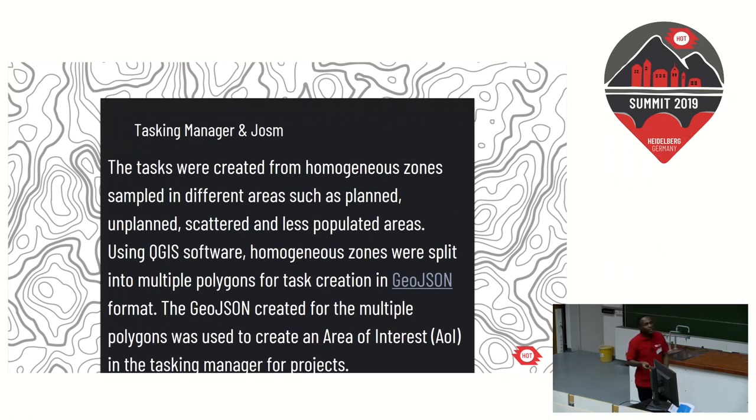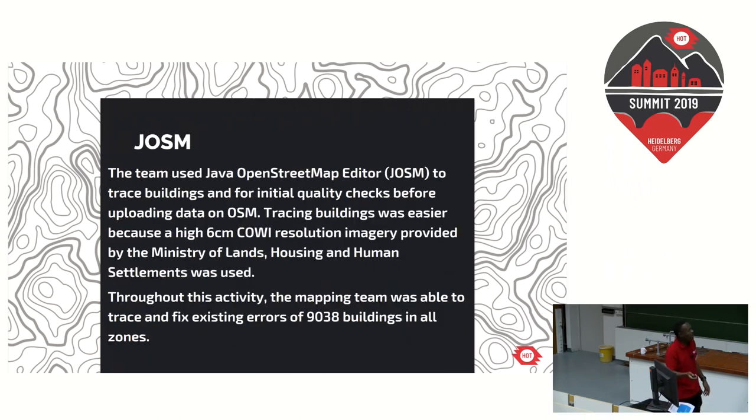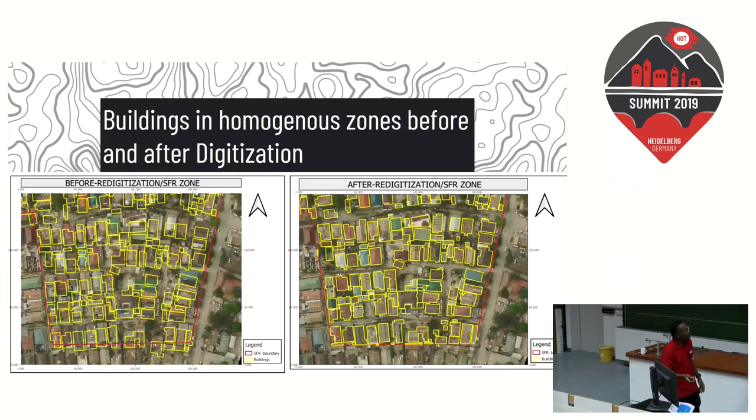Therefore, for the digitization, we started with the creation of tasks. And then we used the most common software in the process of making alignment, making sure each of the buildings is aligned clearly according to the shape, as well as according to how the roof is, etc.